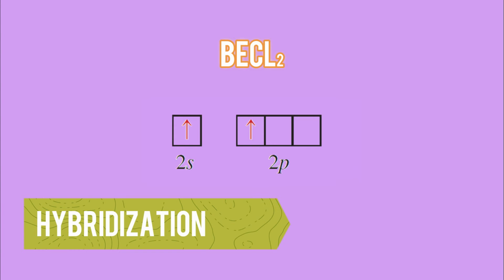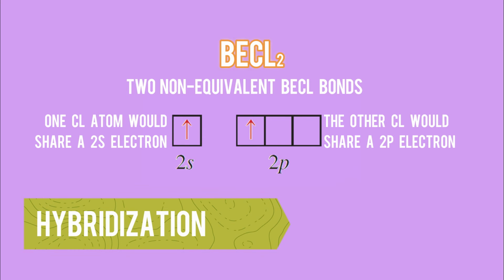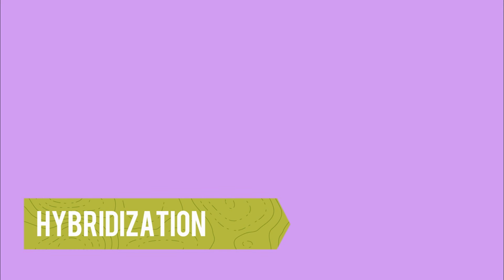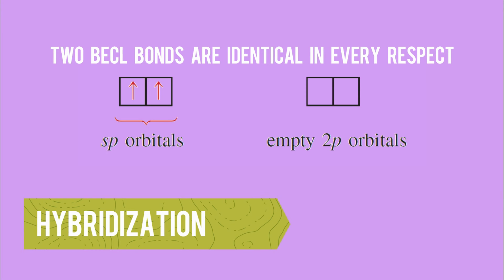However, if two chlorine atoms were to combine with beryllium in this excited state, one chlorine atom would share a 2s electron and the other chlorine would share a 2p electron, making two non-equivalent beryllium-chlorine bonds. This scheme contradicts experimental evidence. In the actual beryllium chloride molecule, the two Be-Cl bonds are identical in every respect. Thus, the 2p and 2s orbitals must be mixed, or hybridized, to form two equivalent sp hybrid orbitals.